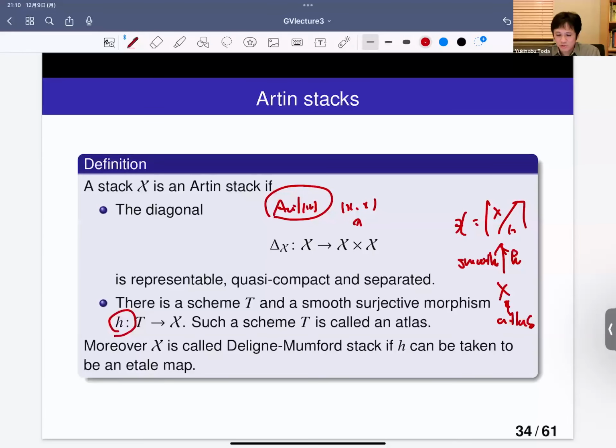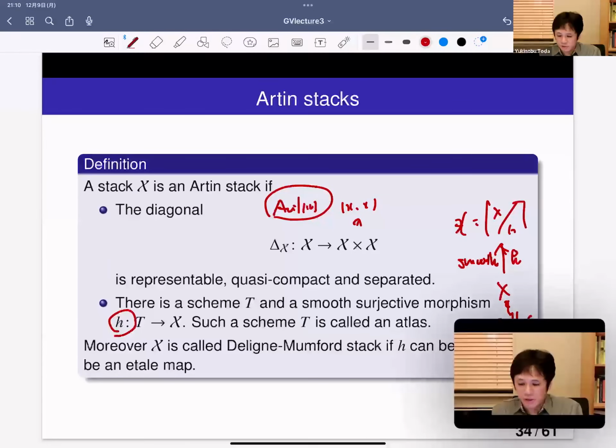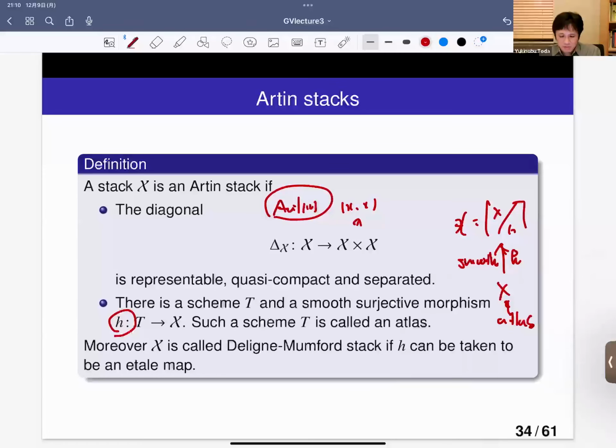For example, in the quotient stack case, if G is a finite group, then the map from X to this quotient stack is in fact étale. But if G is not a finite group, for example G_m^N, then this map is not étale. But nevertheless, sometimes if the stabilizer group of this action is a finite group, then in such a case it is in fact a manifold stack.